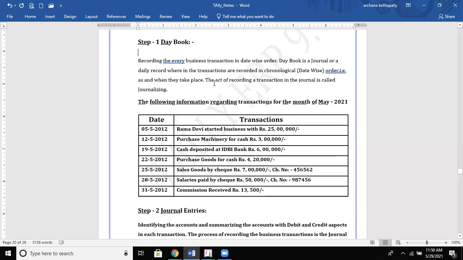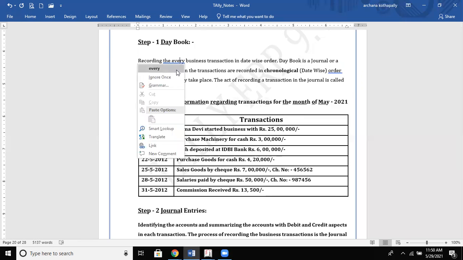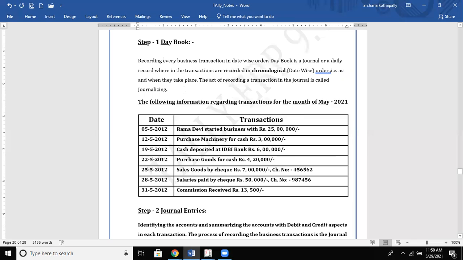It is a journal or a daily record wherein the transactions are recorded in a chronological order. So the meaning of chronological plays a vital role. Chronological is nothing but your systematic order, nothing but date wise. So here you're going to maintain the data date wise, nothing but as and when they take place. So whenever the transaction takes place, you're going to record it in the day book. The act of recording a transaction in the journal is called journalizing. So whatever you're recording in the journal book or day book, that process itself is called journalizing.